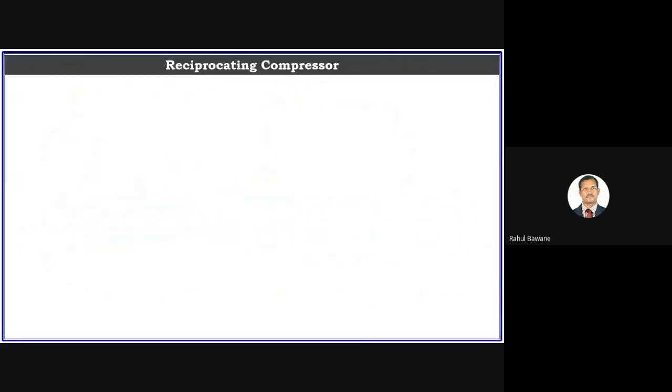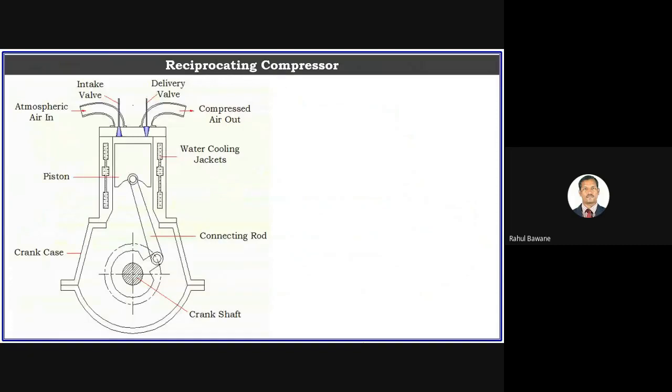Now the reciprocating compressor, in basic construction, is similar to our IC engine. But the difference is that in an IC engine there are four processes: suction, compression, power, and exhaust. But in a reciprocating compressor there are only two processes: suction, that is the intake of air, and compression.